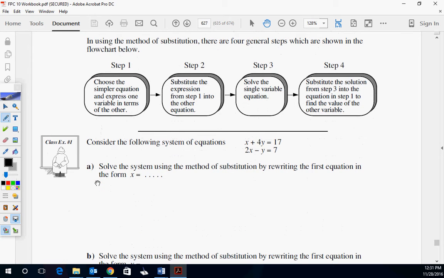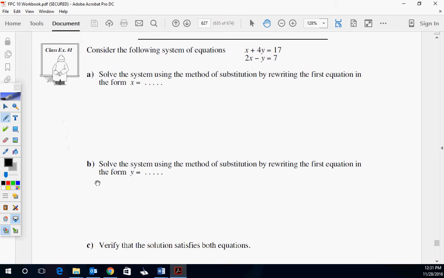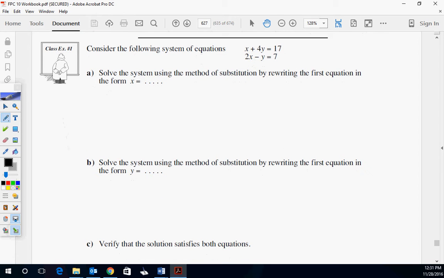Step 2, substitute that variable into the other equation. That's what we did. We took x plus 2 and put it in for y. Step 3, solve. Step 4, plug in what you got to get the other one. It's that simple in terms of the steps. Now in terms of doing it, it takes a little bit of time. All right, let's go through these.